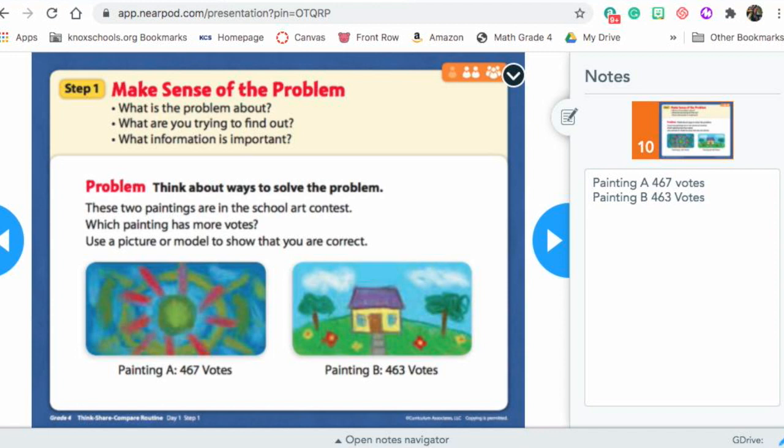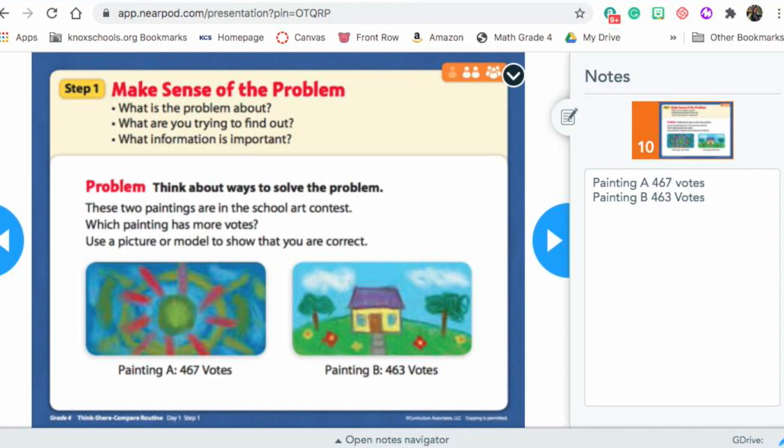Do I want to add them together? Well, let me think about it. Does it want to know how many votes there are in all? You know, it said which painting has more votes. No, I definitely don't want to know how many there are in all. Do I want to know by how many more votes one has than the other, right? Do I want to know the difference in votes? Because that would mean subtraction, but no, it wants to know which one has more, not how many more, right? Not how many more votes does one have than the other.